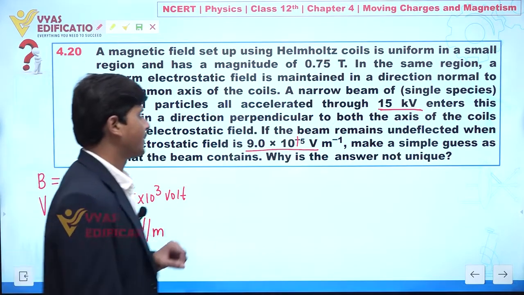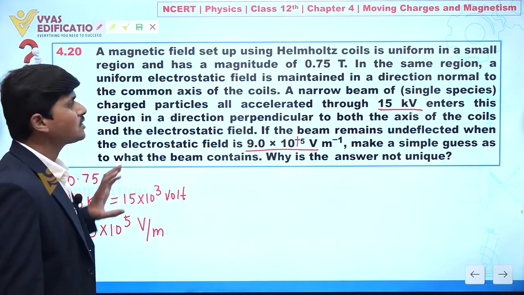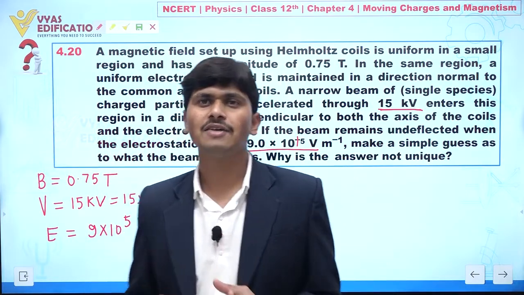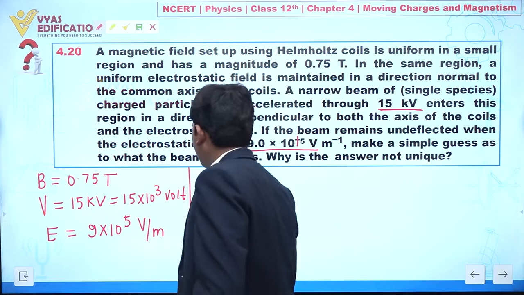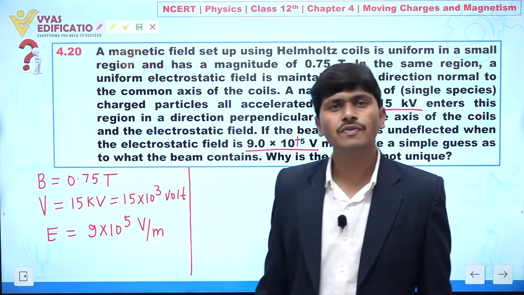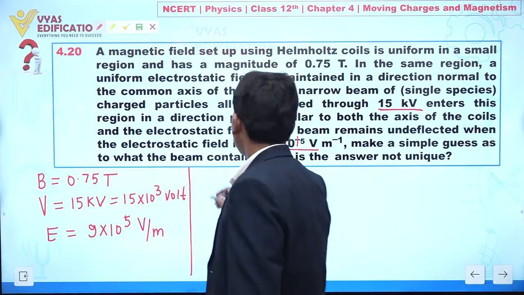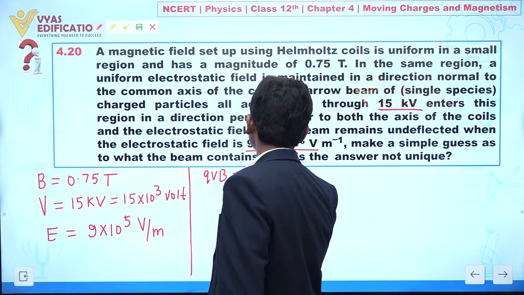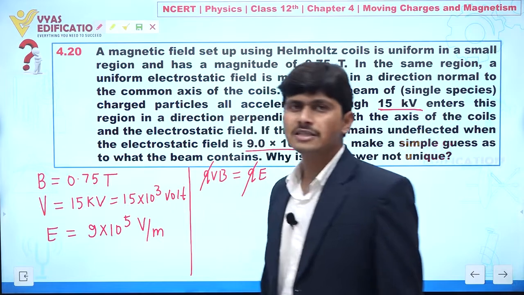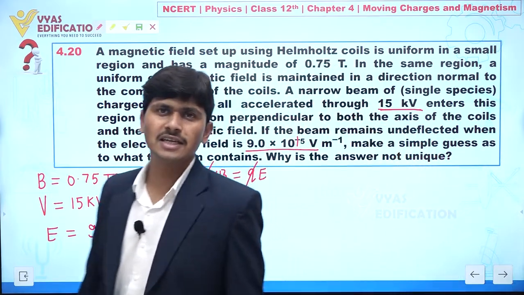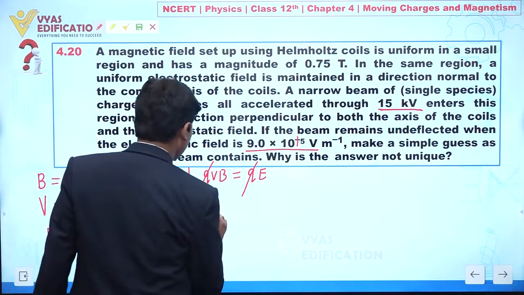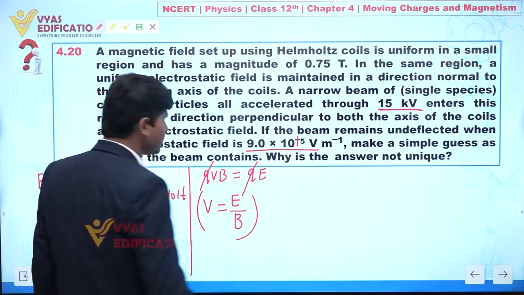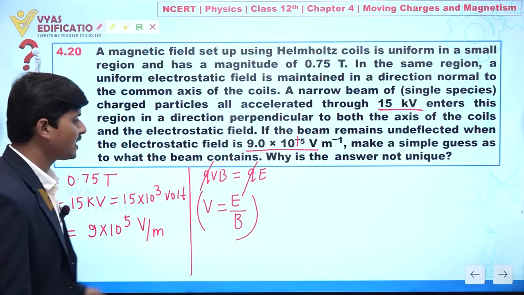Clear to everyone? Okay. Because in this question it is given the charged particle is going without any deflection, it means whenever electric and magnetic both fields are present, the magnetic force QVB should be equal to QE. From here Q and Q cancel out. So from here we can say V is given by E by B.